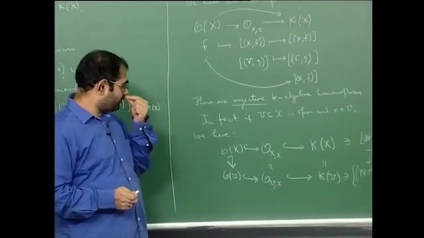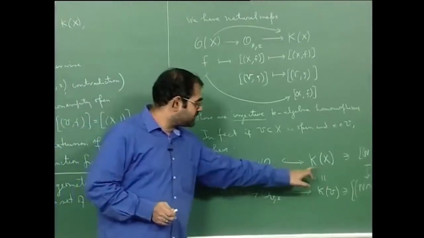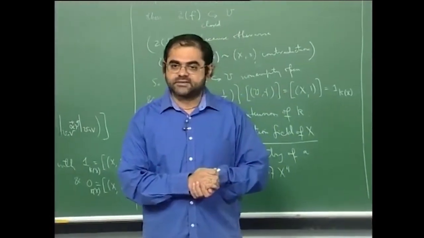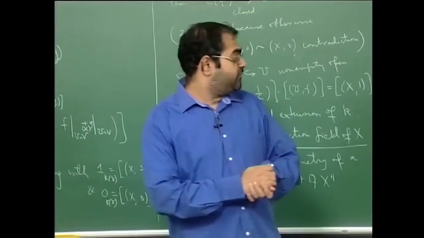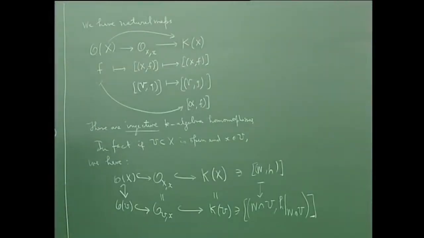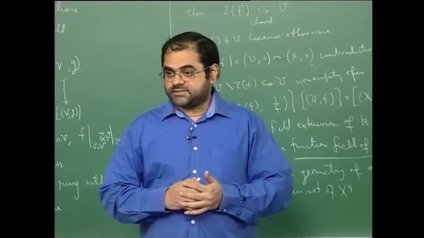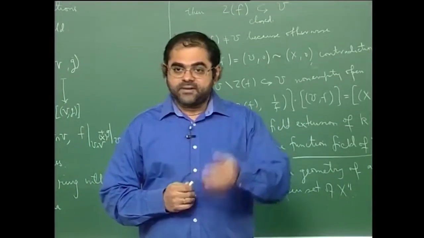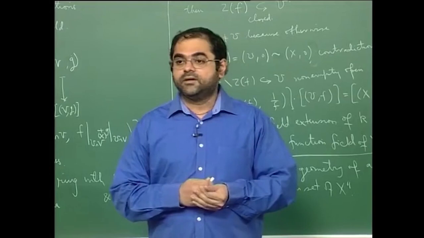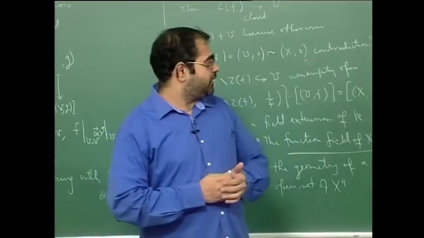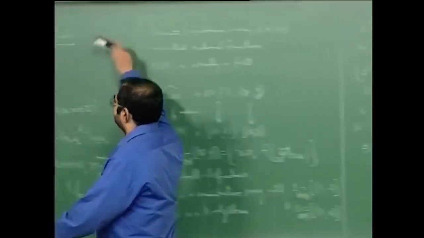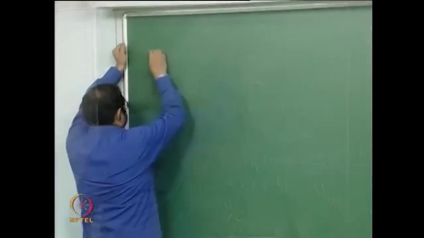And now what I have to do is to tell you what this K_X will be if X is an affine variety, and what this K_X will be if X is a projective variety. We need to understand what that is. We already understood what the local rings are when X is an affine variety or a projective variety. They are given by suitable localizations. We have to extend this kind of argument to the function fields. So let me just state the result. Then we'll probably prove it in the next lecture. So here is the theorem.